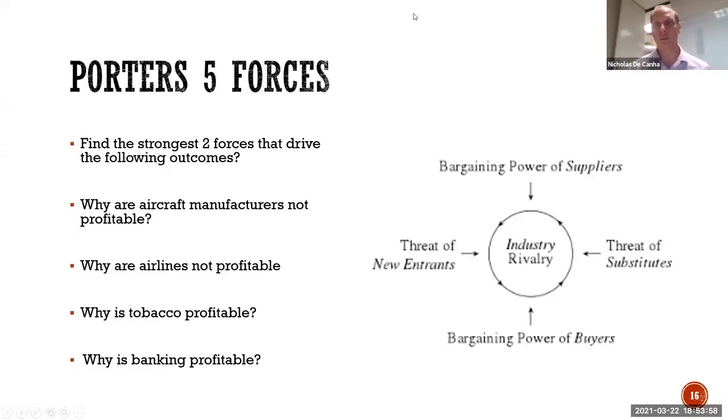So we're going to go into the groups, and in 2 minutes, we just want to look again. It's about applying the model. What are the key things that it's telling you? Why do you think the profitability looks the way it looks?